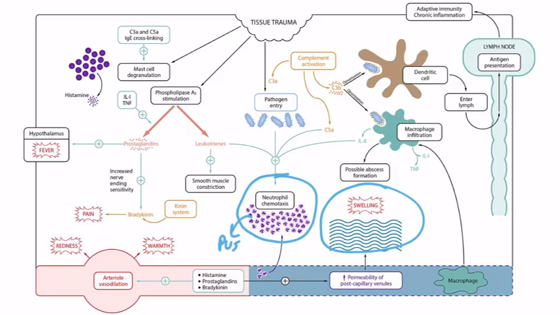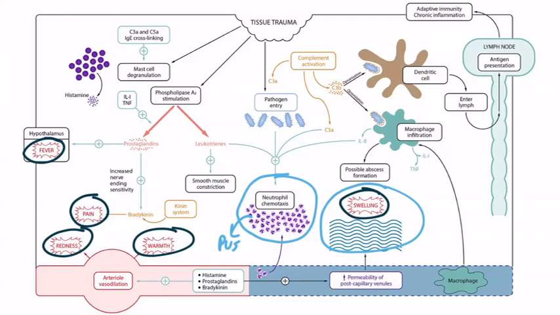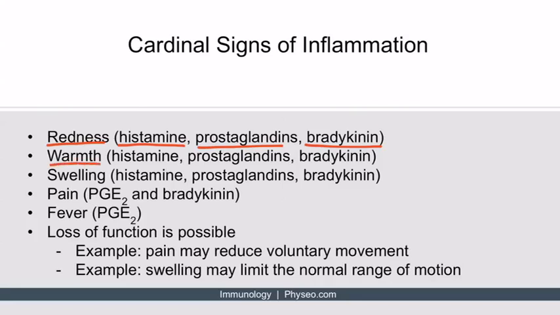Now, the last thing I want to do is emphasize those cardinal signs of inflammation: swelling, warmth, redness, pain, and fever. Redness occurs because of histamine, prostaglandins, and bradykinin. Going back to this image, we can see down here, we've listed histamine, prostaglandins, and bradykinin. We haven't talked about the mechanism of bradykinin, but we will in section 4 of this chapter. Also, warmth occurs because of histamine, prostaglandins, and bradykinin, and swelling occurs because of histamine, prostaglandins, and bradykinin. So hopefully you can see why histamine, prostaglandins, and bradykinin are so high yield. They really contribute to 3 of the 5 cardinal signs of inflammation.